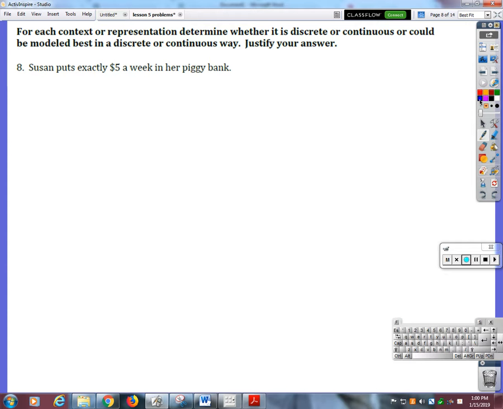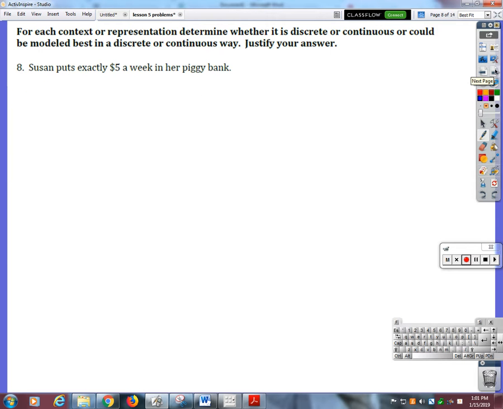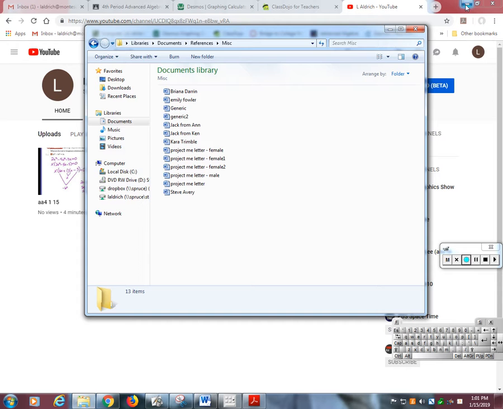All right. Wait, did we skip number 7? Did we? Where's number 7? There's no 7? Oh, awesome. All right. Number 7 is going to be on the test. Next one, for each context or representation, determine whether it is discrete or continuous, or could be modeled best in a discrete or continuous way. Number 8, Susan puts exactly $5 a week into her piggy bank.